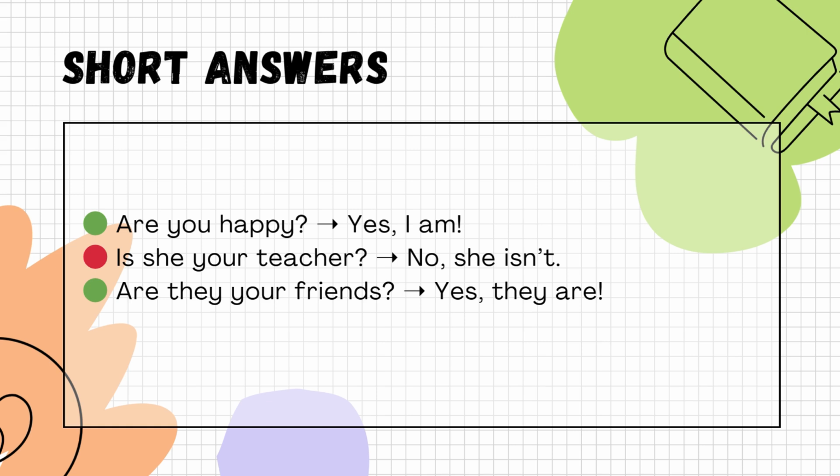Now, let's talk about short answers. Instead of saying the full sentence, we keep it short like this. Are you happy? Yes, I am. Is she your teacher? No, she isn't. Are they your friends? Yes, they are. It sounds more natural, right? Now let's practice together. Repeat after me.